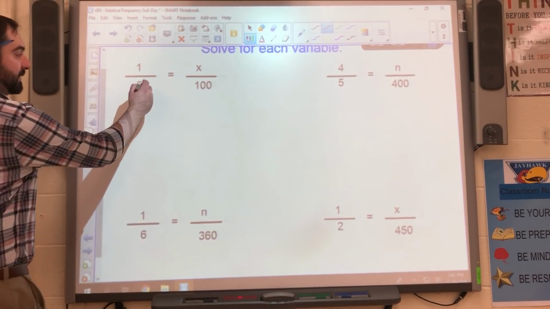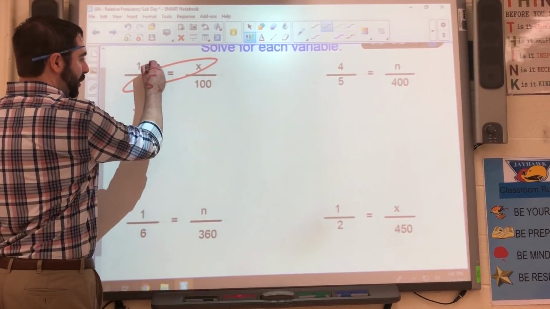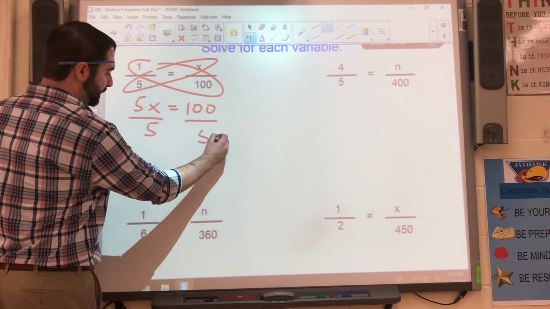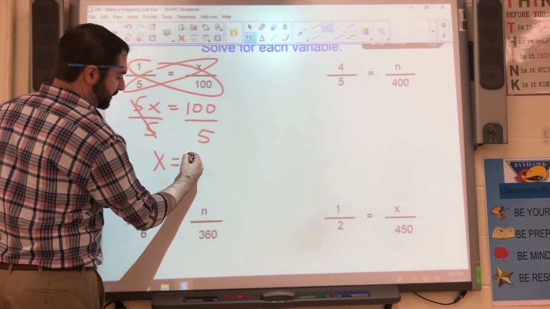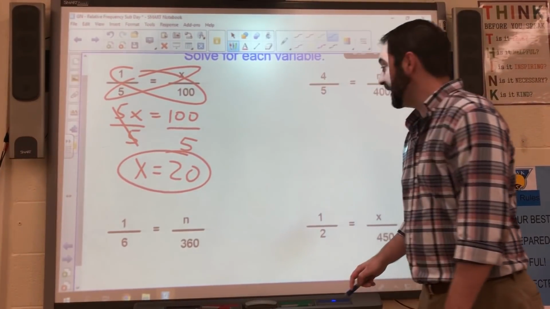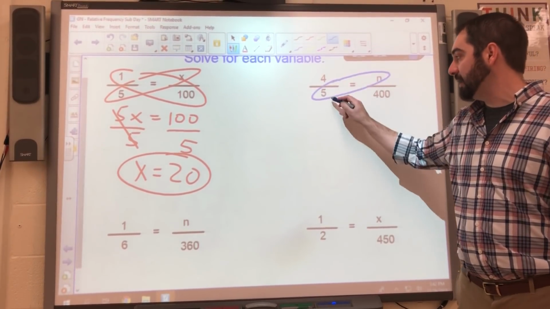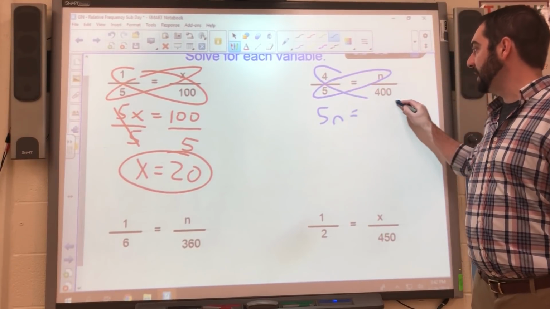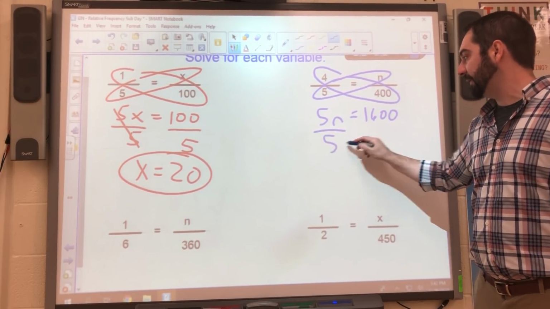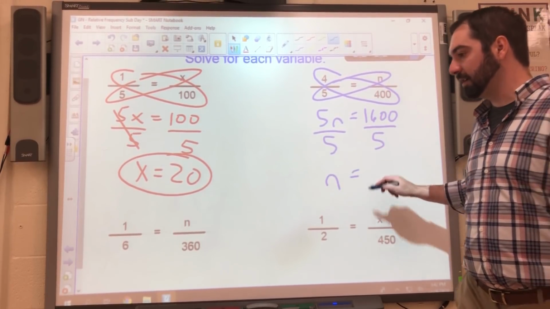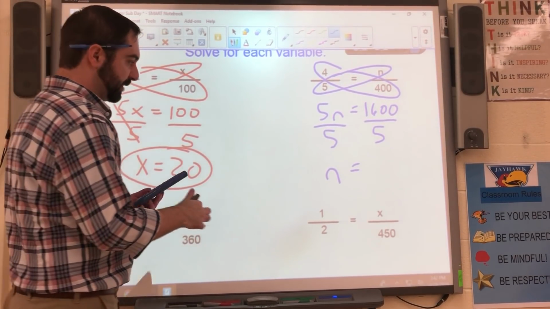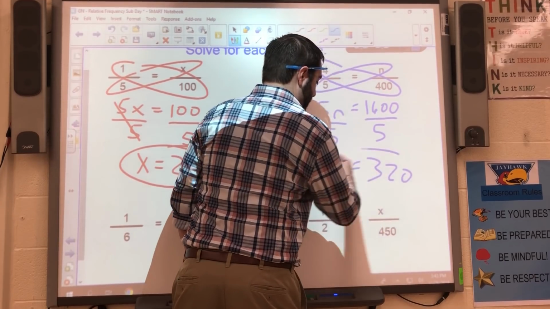So top left, 5 times x, 5x. 1 times 100, 100. Have to divide each side by 5 to get x by itself. X equals 20. Top right. Again, first step, cross multiply. 5 times n, 5n. 4 times 400 is 1600. Divide each side by 5. Again, in a calculator, 1600 divided by 5 is 320. N is the same as 320.